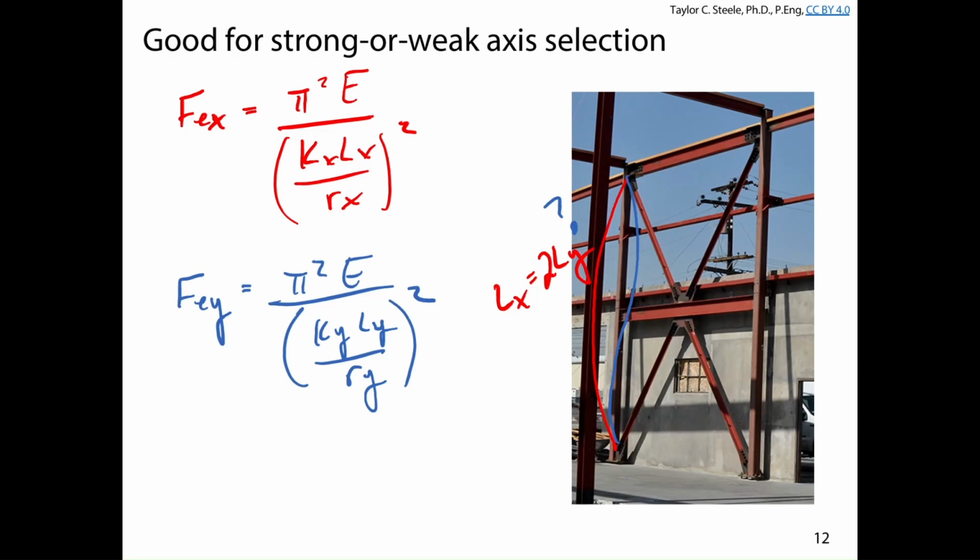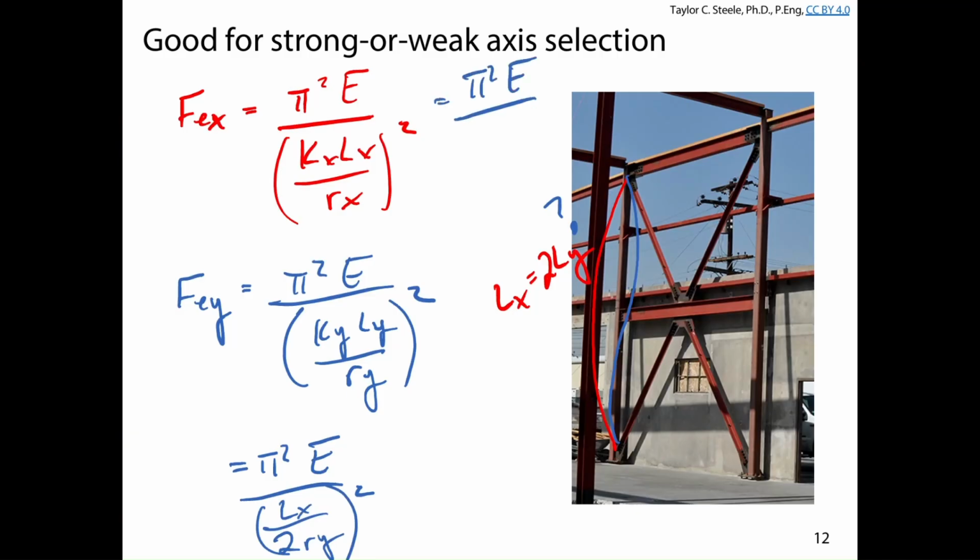Let's assume here Kx is 1, Ky is 1, but Lx is twice Ly. How could we figure out what the values of Fe might be here? Maybe I'll rewrite this slightly. I think I'll write it like that. This is pi squared E over Lx over 2, perhaps, 2Ry squared. And this would be pi squared E over Lx over Rx squared.